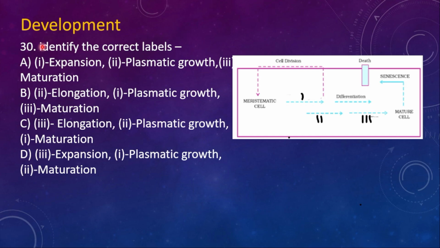Next question from the development. Here the labels are given. This is 1, this is 2, and then this one is 3. Thirtieth question. Identify the correct labels. A. First one is expansion, 2 plasmatic growth. No. 3 is maturation. First one is elongation, this is plasmatic growth, and then this one is maturation. So correct option is option B.